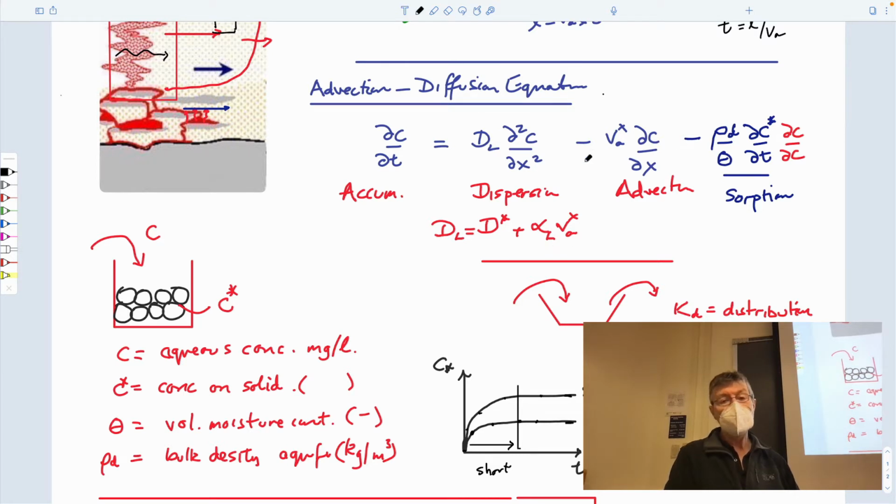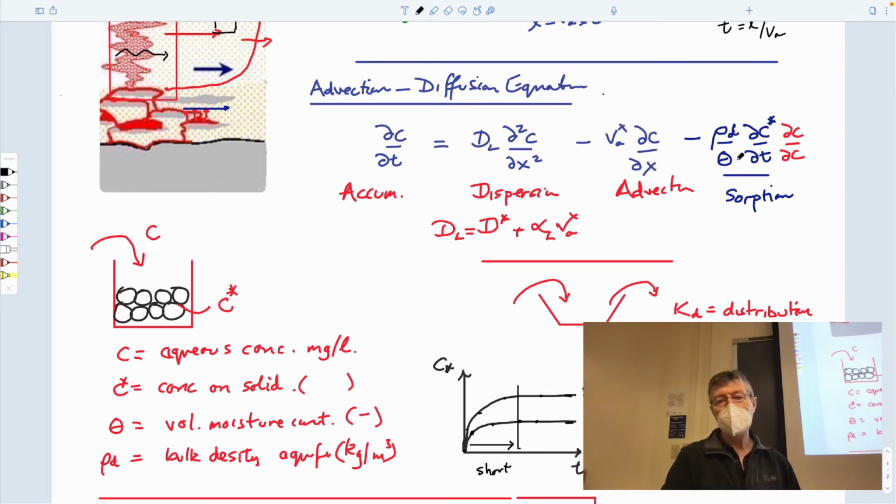But we could add another term. This is an accumulation term. So it says how quickly the mass of the solute is accumulating in that differential volume. And so we could have a term that represented an accumulation by a different mechanism. And the accumulation by a different mechanism would be a negative accumulation, because you're taking it out of the water and you're putting it onto solid grains, and then it's lost to the system.